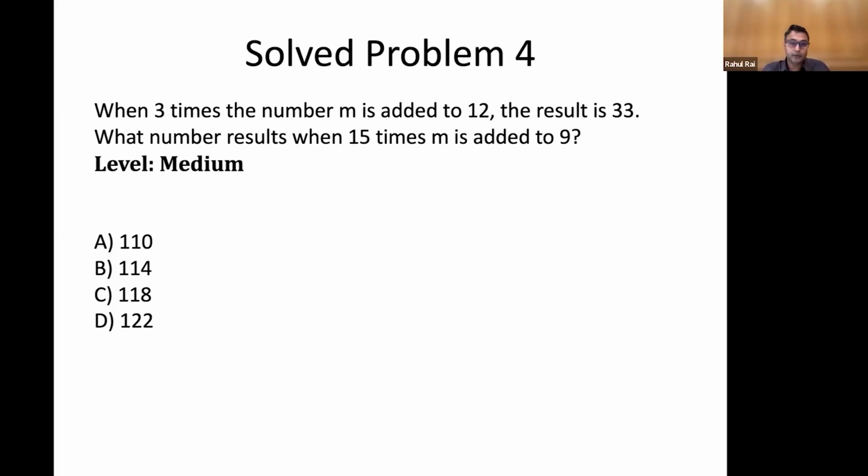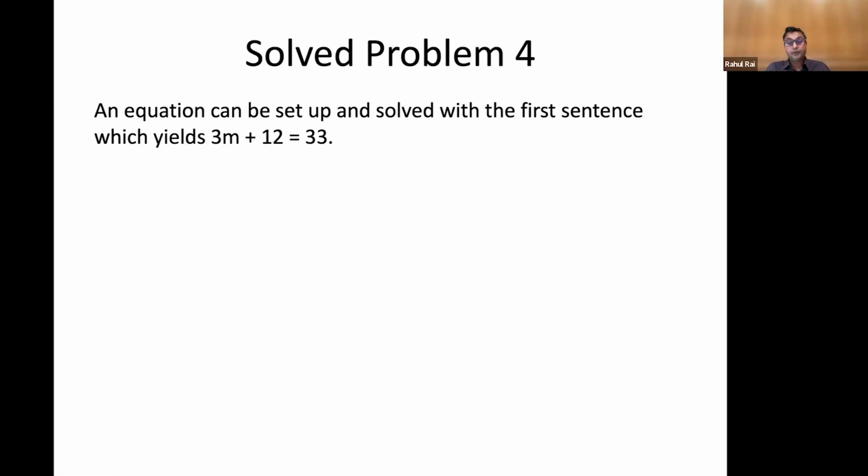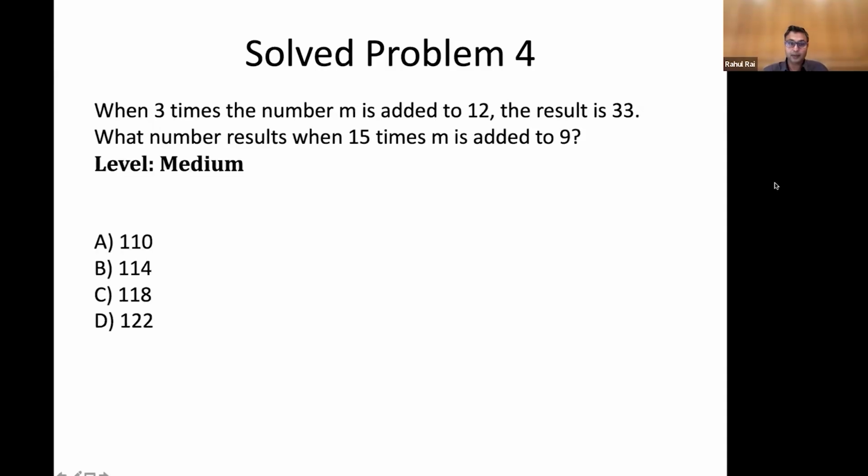So each of you has got B. Good. Okay, so let's quickly go through the solved example problem. The solution is that first of all, we can set up an equation, and that equation will come from the first sentence. If you go back and read the first sentence, you can formulate an expression: 3 times a number is added to 12, so this is 3m plus 12. And the result is 33, so 3m plus 12 is equal to 33.